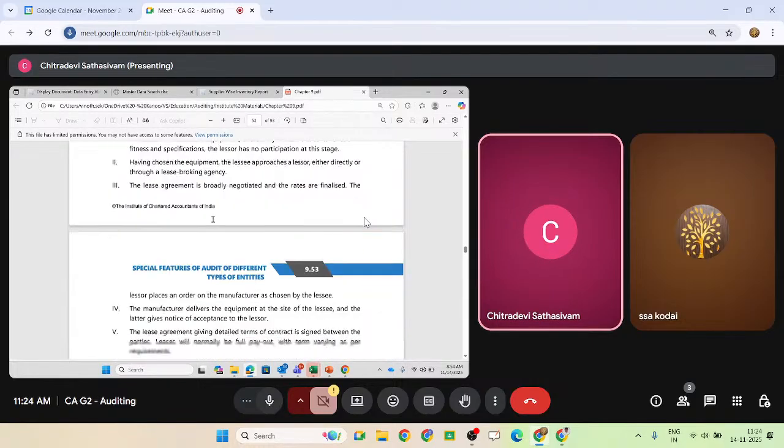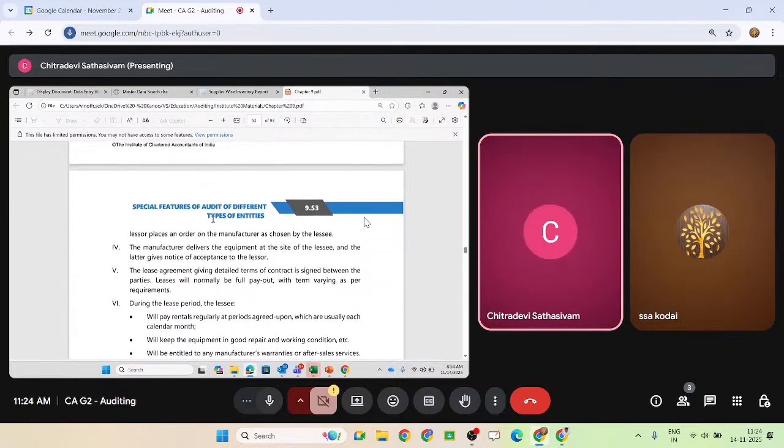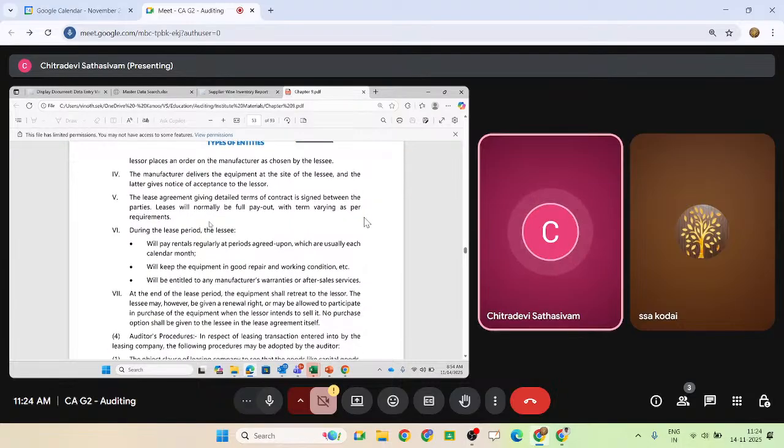Okay, as I said, the lessee will pay the rent, and he uses that asset in good condition, because at the end of the contract he has to return that asset. Correct? Now, the safe custody, that's the most important thing. And at the end of the lease period, sometimes the lessee will be given some opportunities, whether to go for renewal or to purchase that equipment completely.